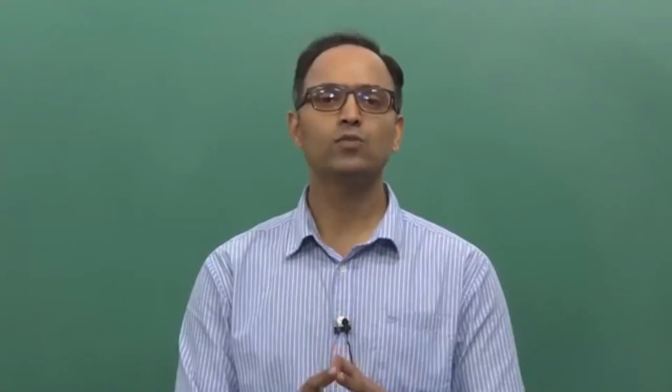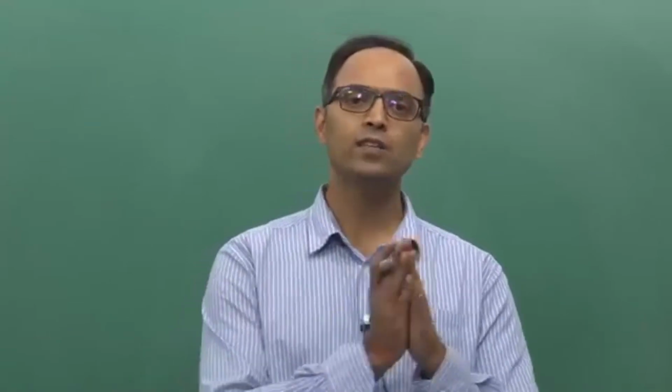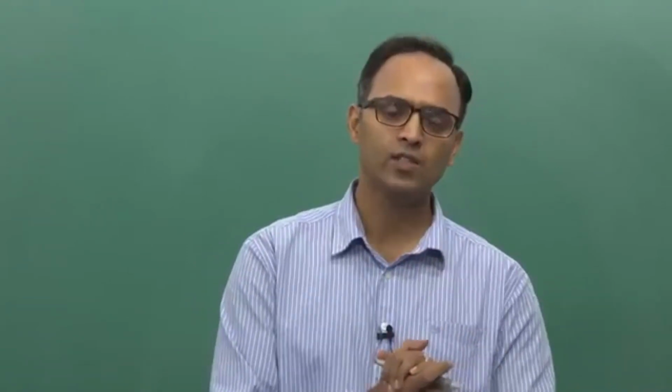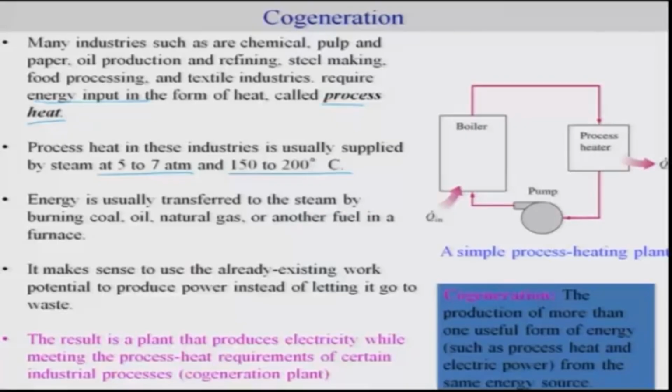So, what happens is that such a large industry, let us say a power plant, is automatically generating certain work, and is throwing some part of heat, let us say from the condenser. Some part of that heat can be used as an input to other requirements, and this is what we call process heat, where you do not throw all the condenser heat to the environment, but make use of it by transferring it to some other process requirement. So, it makes sense to use the already existing work potential to produce power instead of letting it go to waste.